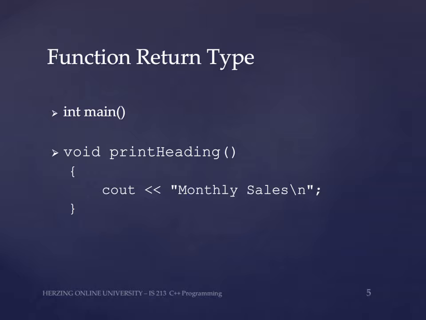Function return type. If a function returns a value, the type of the value must be indicated, like int in int main. So in this case, the return value of the function is integer. The main function returns a value of type int. So if a function does not return a value, its return type is void. If you have a function, like in this case printHeading, that does not return a value, you have to put a void in front of it.